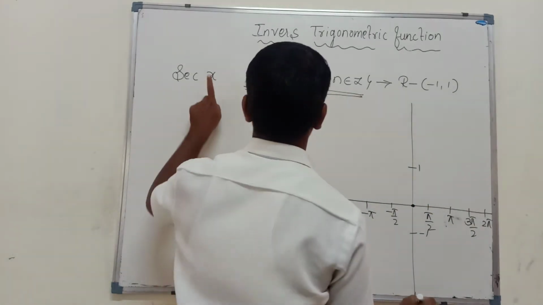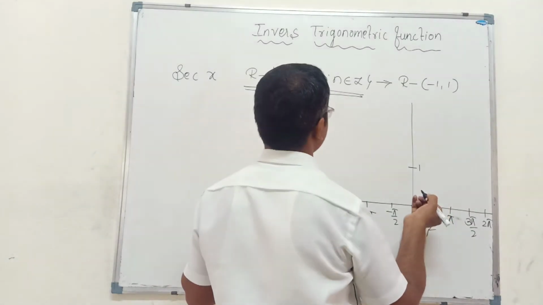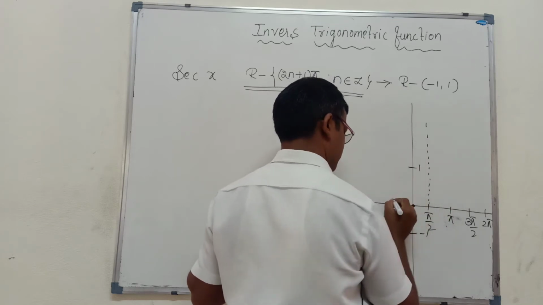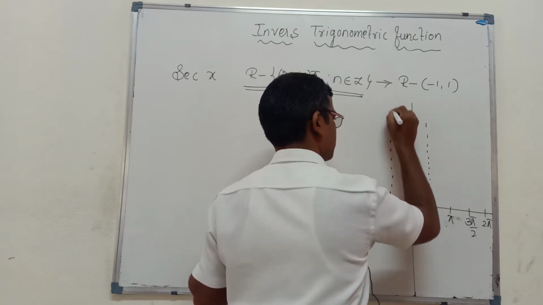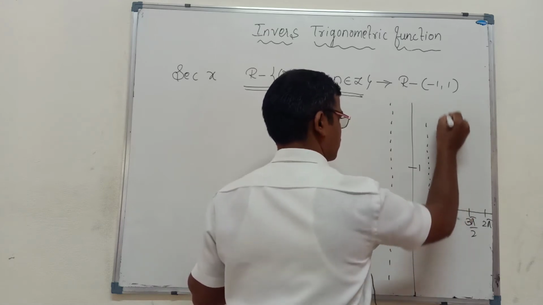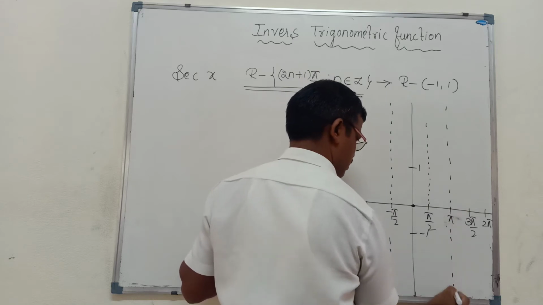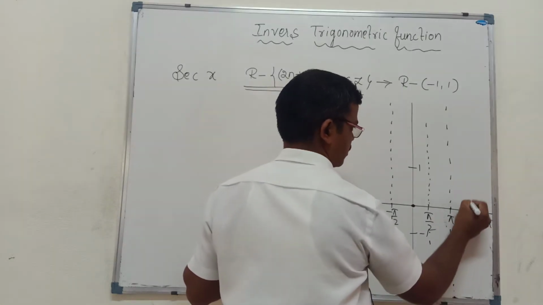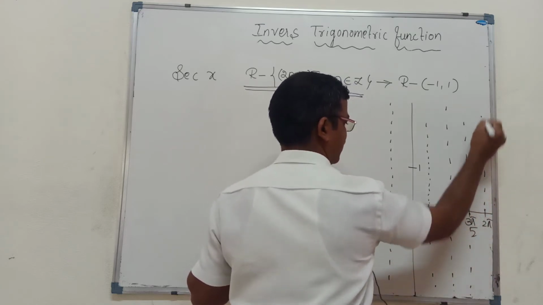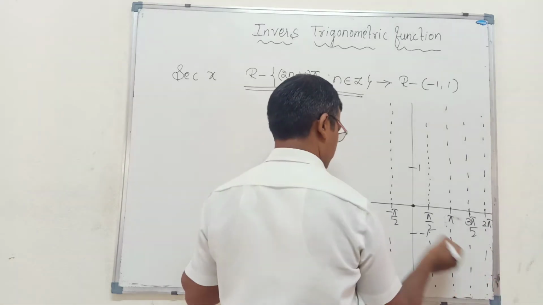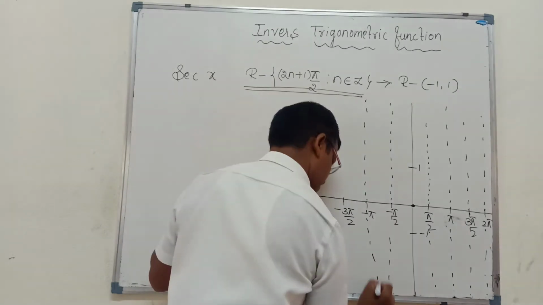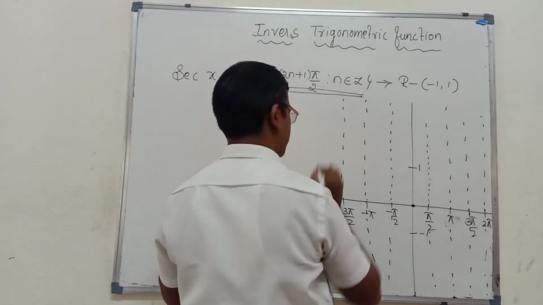So now come to that, sec 90 is not defined. So we have to draw those quadrantal lines. So there we get the idea. Whenever we want to draw the graph for the tan, cot, sec, cosec, the quadrantal lines are very important. For those quadrantal lines, the function will become undefined. At those we have to identify.